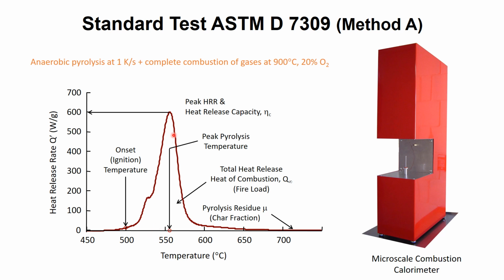If we integrate and get the area under the curve, we can get a total heat release, which represents the fire load of a material. We weigh the residue, if any, at the end of the test and obtain a char yield.